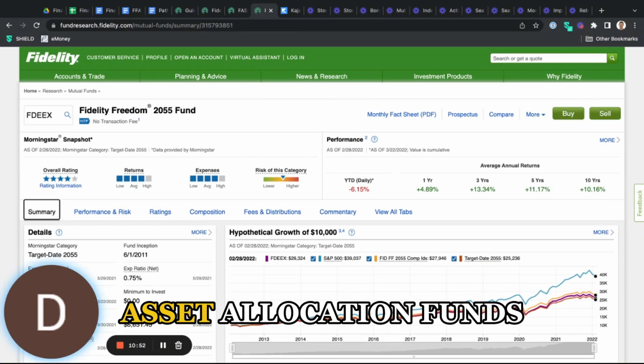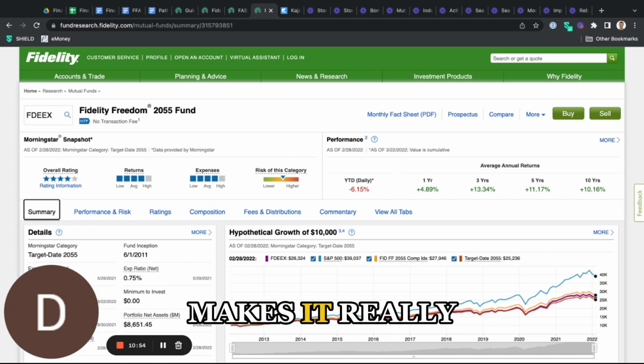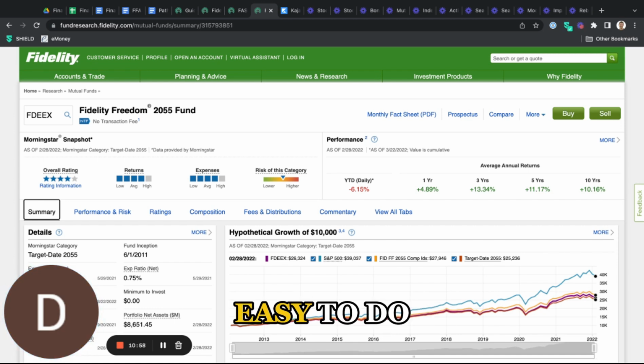Okay, so that wraps up asset allocation funds and target date funds. Makes it really easy. If you just want a one-stop shop, easy to do it that way.